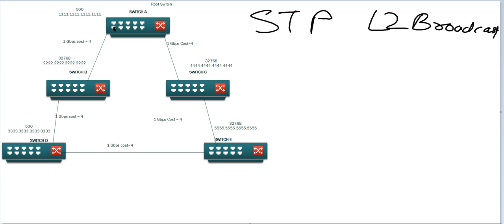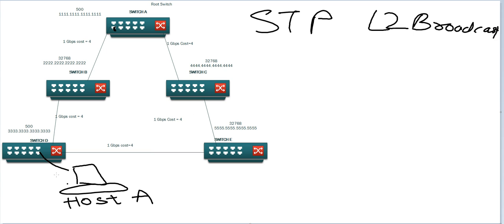Now if you take this example that we have been seeing, if you consider the same example, let's assume that you have a host A connected to switch D. Let's call this host A. Host A is connected to switch D, and host A sends out a broadcast traffic for whatever reason.